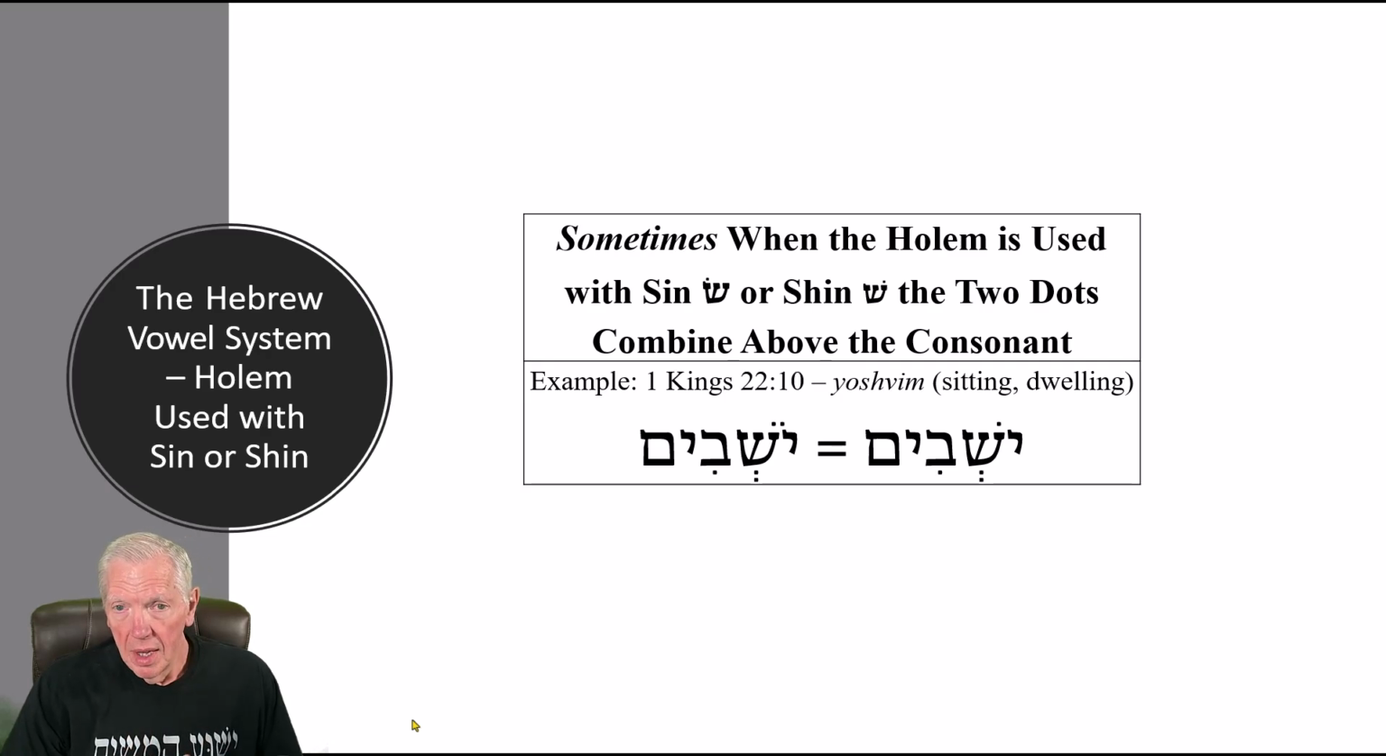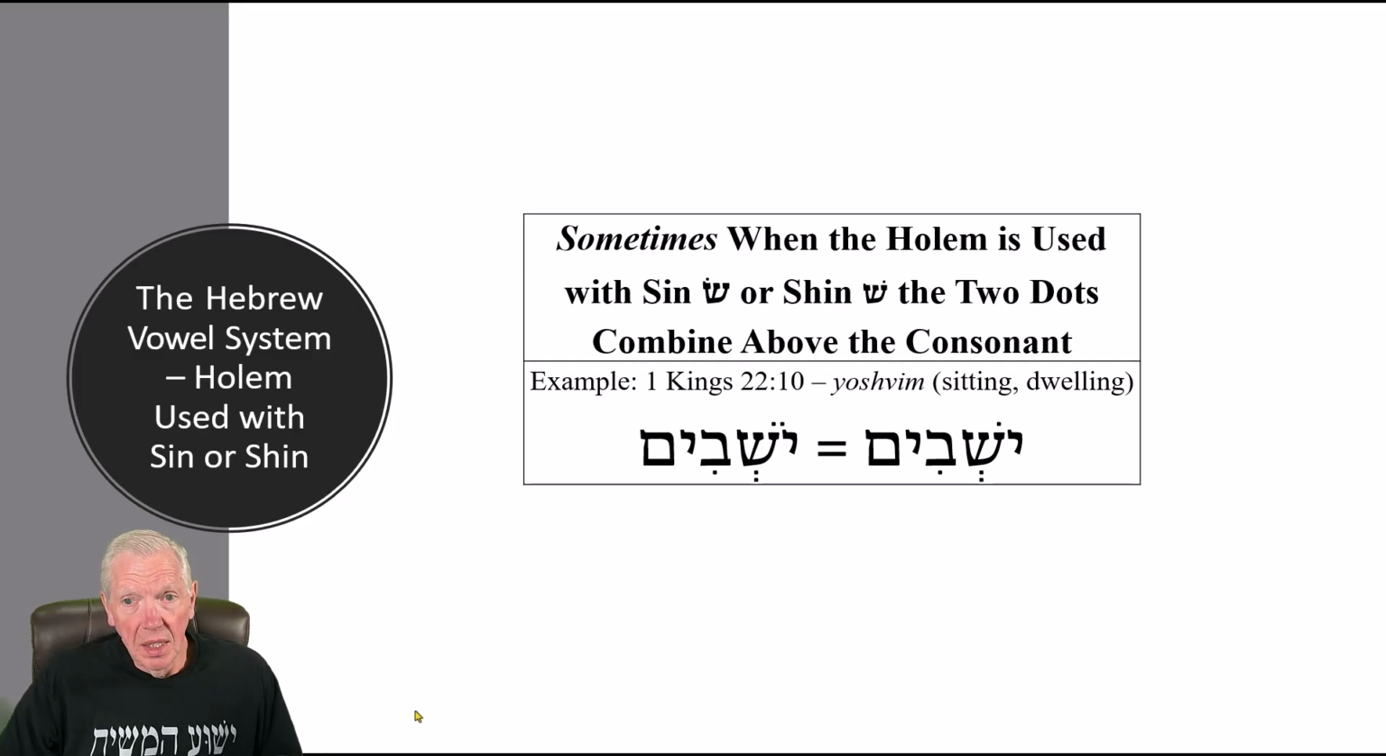And so there's an example of a word, it's called yoshvim, which means sitting or dwelling. You find that in 1 Kings 22:10. On the left side of the screen you see yoshvim spelled normally, but the two dots wind up showing up over the Shin, and so you still pronounce it yoshvim, but we're just trying to show you that there's a little oddity or an irregularity here where two dots have combined over one consonant.